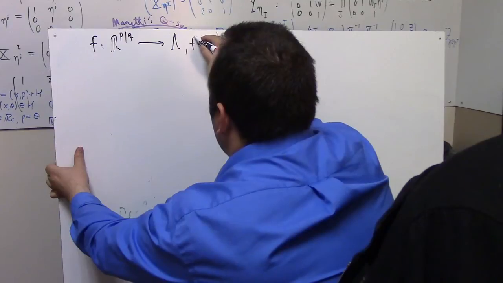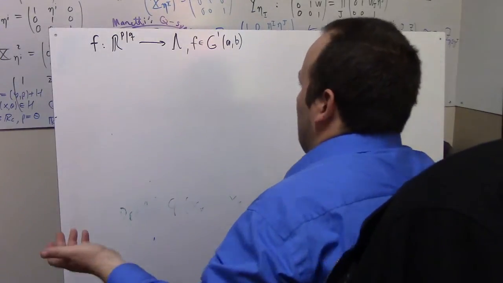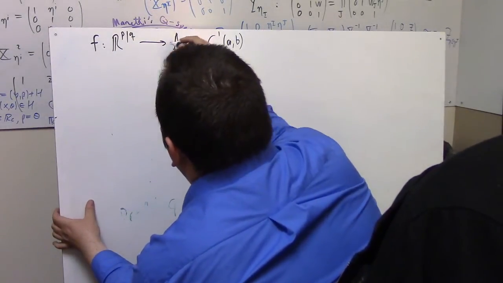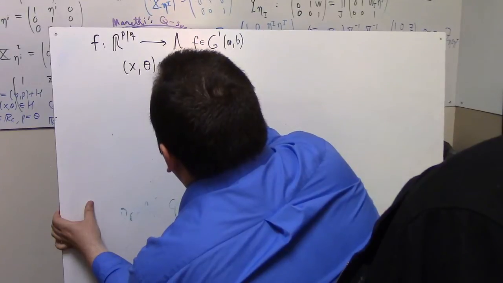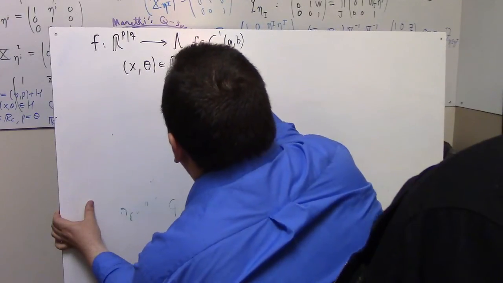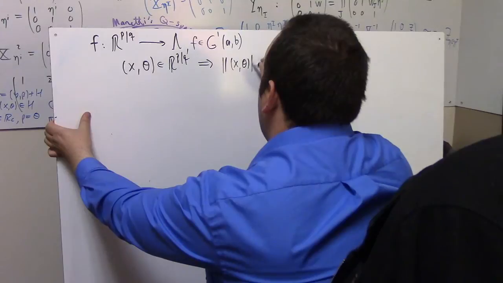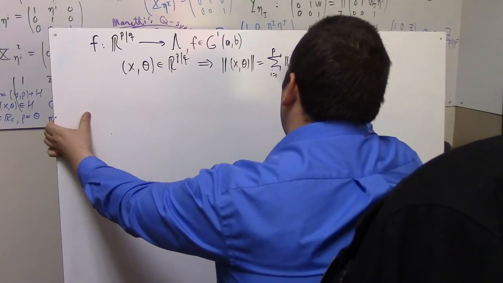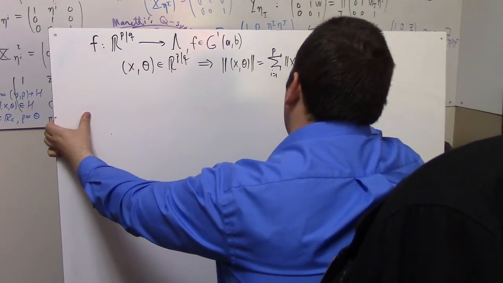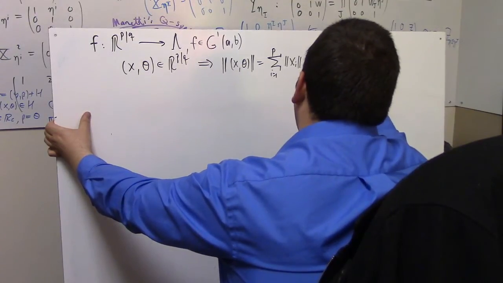What I mean is, really I want to think about this on some kind of open set, so you have this G^1 condition on the whole thing. But I guess I should tell you the set. If I have (x, theta), an element of R^{p|q}, then that implies the length of this thing is equal to a sum, i equals 1 to p, of the norm of x_i plus a sum, alpha equals 1 to q, of the norm of theta_alpha.